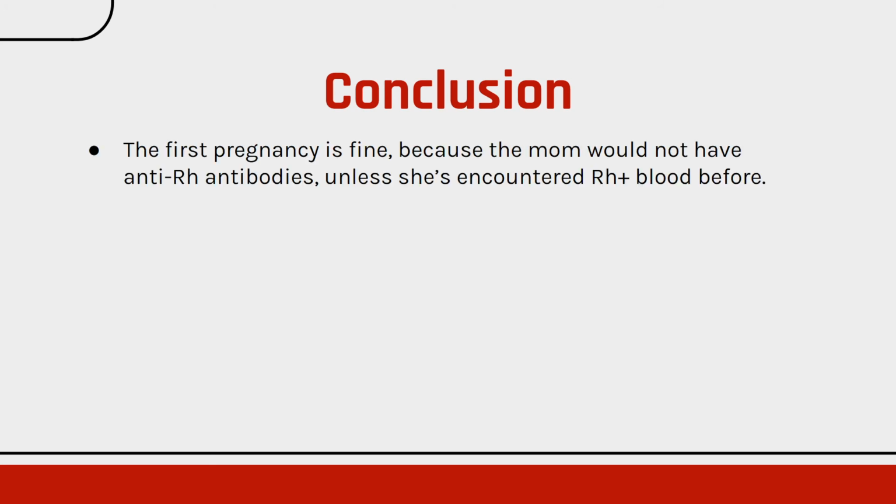The first pregnancy would be fine because the mom would not have any anti-Rh antibodies unless she has encountered Rh positive blood before. So with ABO antibodies, the anti-A antibody and the anti-B antibody, we start making those a little bit after we're born, and they're always in our blood. Most antibodies are not like that. Most antibodies we only make in response to an antigen or an invader coming into our body. So we don't make anti-Rh antibodies until we encounter that Rh positive blood.